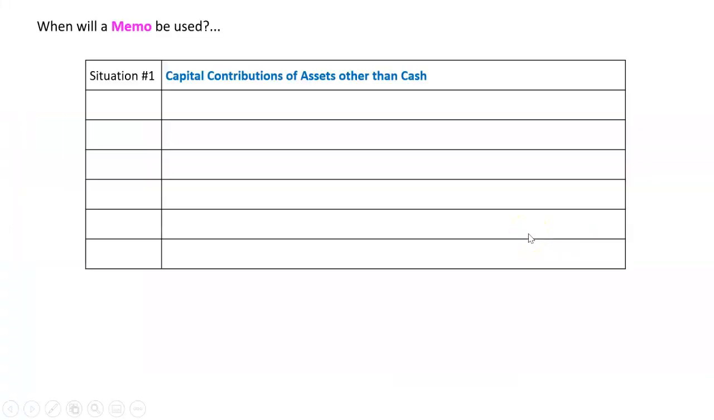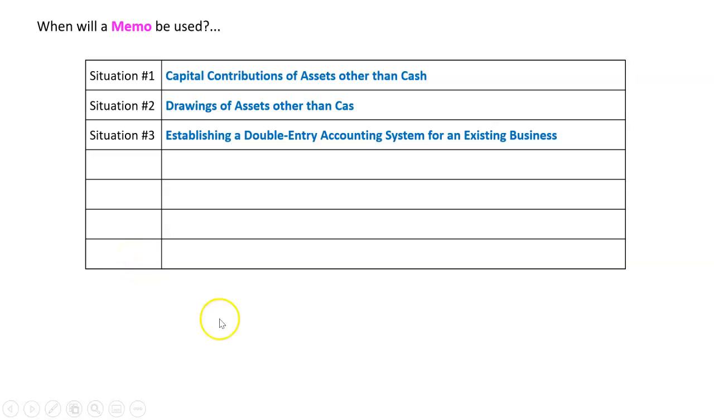When will a memo be used? Well, we're going to deal with 7 situations throughout the course. The first one is when there's a capital contribution of an asset that is not cash. So it could be a car, could be inventory, etc. Situation 2, drawings of assets other than cash. So for example, instead of the owner taking out money, they take home inventory or a laptop, something like that. Situation 3, establishing a double entry accounting system for an existing business. Situation 4, correcting errors. And that's what we're going to cover this chapter, those first 4 situations.